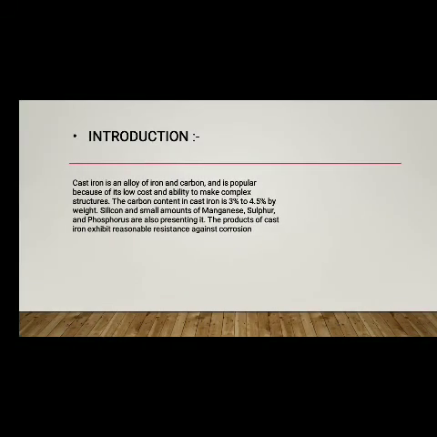Introduction. Cast iron is an alloy of iron and carbon and is popular because of its low cost and ability to make complex structures. The carbon content in cast iron is 3% to 4.5% by weight. Silicon and small amounts of magnesium, sulfur and phosphorus are also present in it. The products of cast iron exhibit reasonable resistance against corrosion.